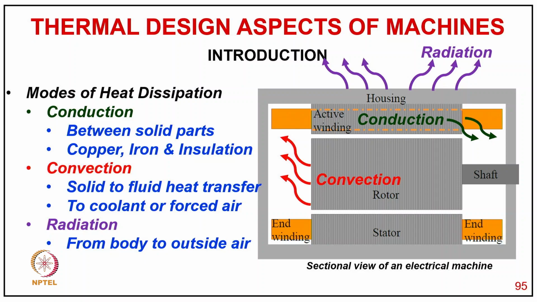So we call it the mode of heat dissipation: conduction between the solid parts like copper, iron, and insulation, and convection is solid to fluid heat transfer to coolant or forced air, and radiation is from the body to outside air. And as you can see in the sectional view of the electrical machine, the radiation is outside, conduction is from one solid part to another, and the convection heat is flowing in the total machine body.